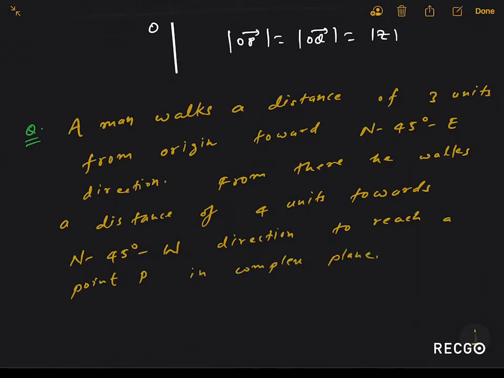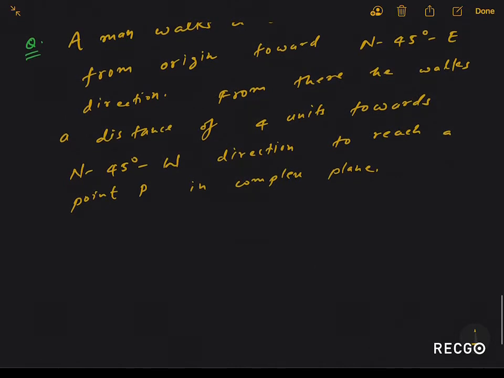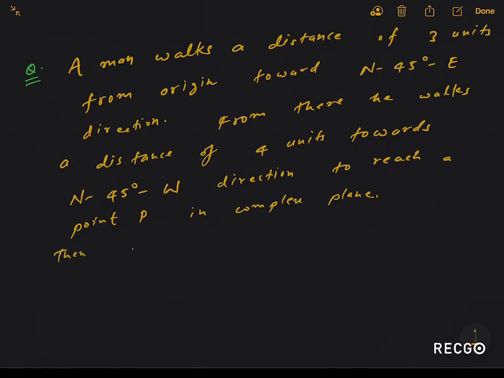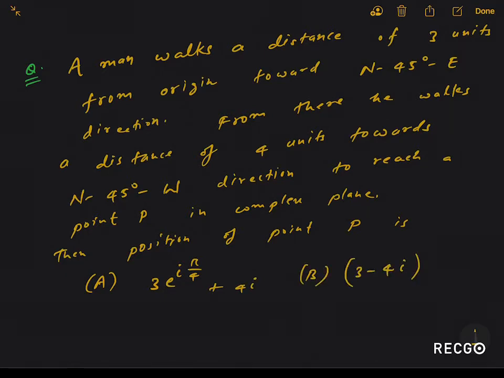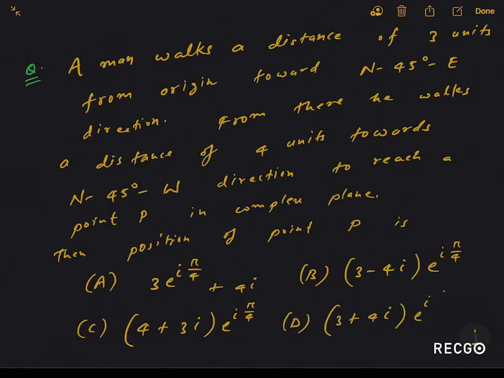Fine, the question must be clear to you. The man starts from the origin, walks 3 units along northeast, and then walks 4 units along northwest. Finally he reaches the point B. Now, out of 4 options, you have to find which option is the correct answer for the position of point P, that is, the affix of point P in the complex plane. In the case of Cartesian it would be the position vector; in the case of a complex number it is the affix of point P, or simply the position of point P. There are 4 options, and as you can see, they are in the format of e to the power iota theta. So I think the vector approach is the best approach for solving this question.